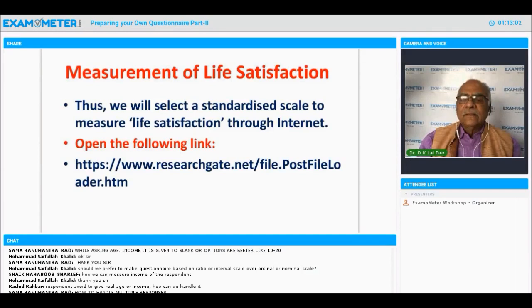I'm showing you how we select a scale. Just a moment here. Yeah, you can ask any question if you have. We are trying to show you how we use the internet to get a scale.